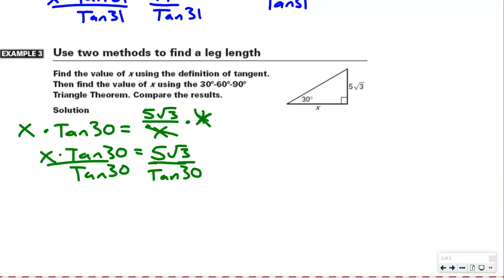So in your calculator, 5 square root 3. You need to close off your parenthesis there. Divided by tangent 30. And we should get 15. If you didn't get 15, either your calculator's in the wrong setting, remember look for those three letters DEG, or maybe you didn't close off a parenthesis where you need to close off a parenthesis.